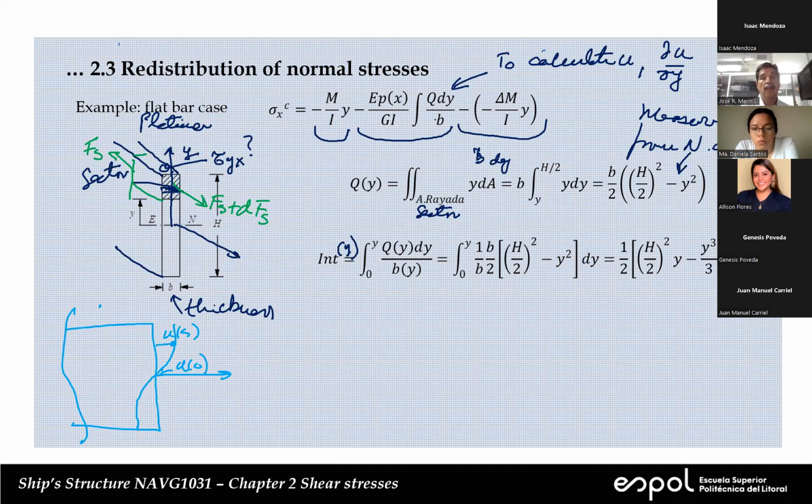Now, that's something we have to remember, because to calculate this term, we go from the neutral axis, which is the point that we consider as our reference. We integrate from here until the cut, the point where we want to evaluate U. So we have to be careful. To calculate Q, we need this sector. To calculate U of Y, we need to integrate from here until here.